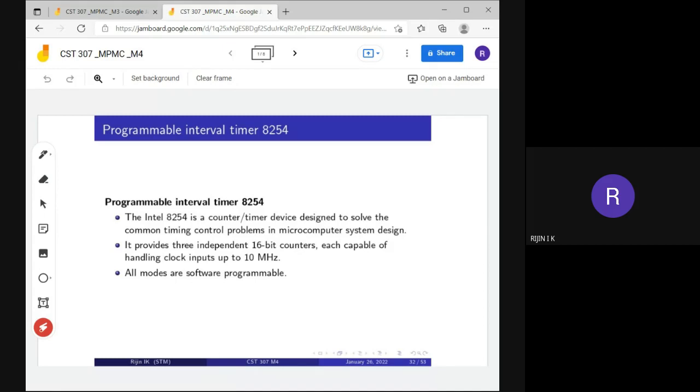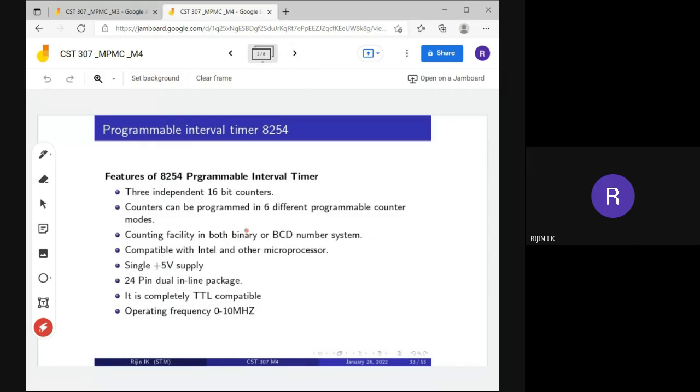Each counter can handle a 10 megahertz clock input. And also 8254 will operate in 6 different modes. We can study what the 6 different modes are, and all these modes are software programmable. So that is the basic idea of our 8254.